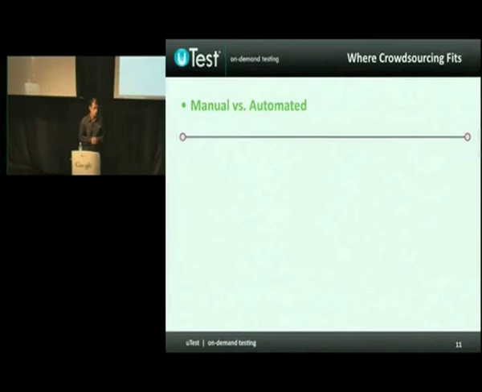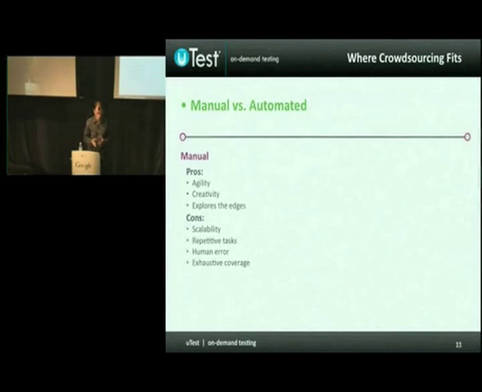The other dimension is manual versus automated. And agreed that it's not this or this. Obviously, a combination is the best, but I'm putting it in an extreme in order to show you where crowdsourcing fits. So manual, you know, there's obviously agility of the manual testers, there's creativity. It allows us to explore the edges. It doesn't provide the scalability, the repetitive tasks, the fact that there may be human error involved, and basically the exhaustive coverage that I need.